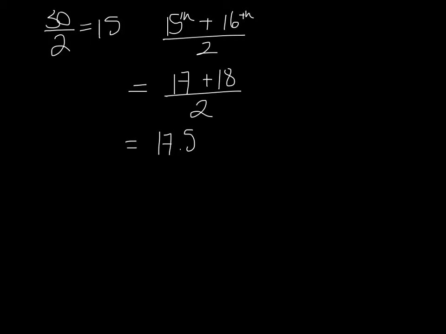The lower quartile would be the quarter of 30, which is 7.5. Since it's a decimal, we round up to the 8th piece of information, which is 1, 2, 4, 5, 6, 7, 8. 7.